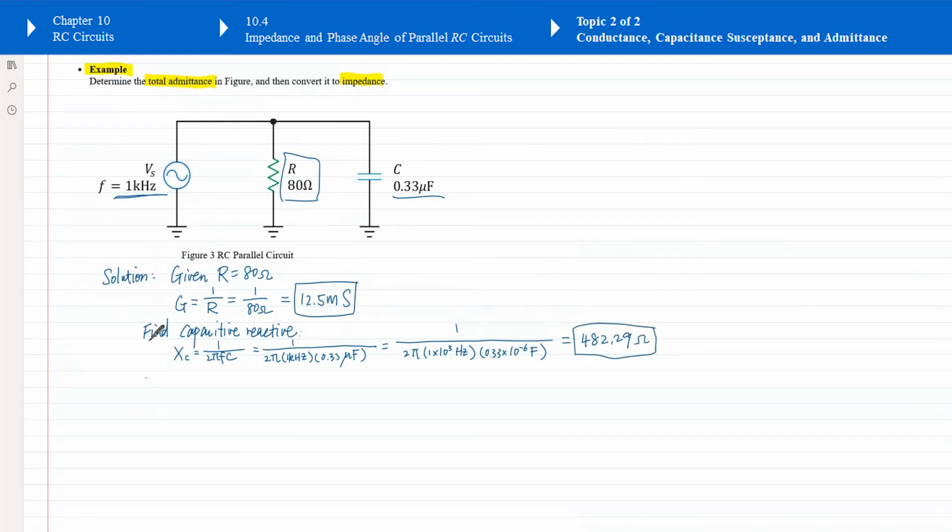Since we know the capacitive reactance now, we can find capacitive susceptance. And that is BC equals 1 over XC equals 1 over 482.29 ohm. So BC equals 2.07 millisiemens.